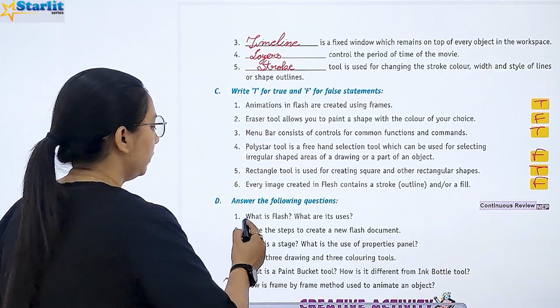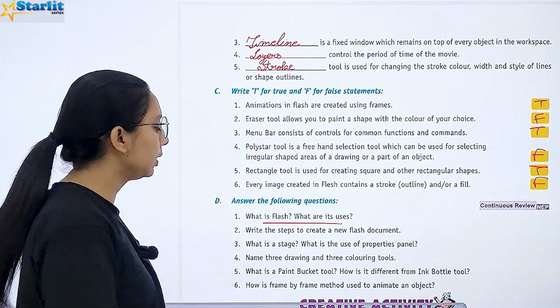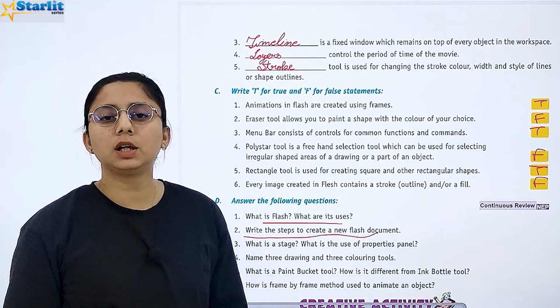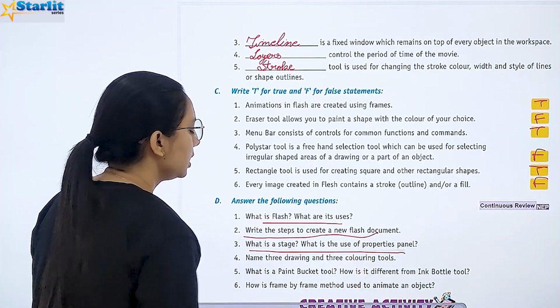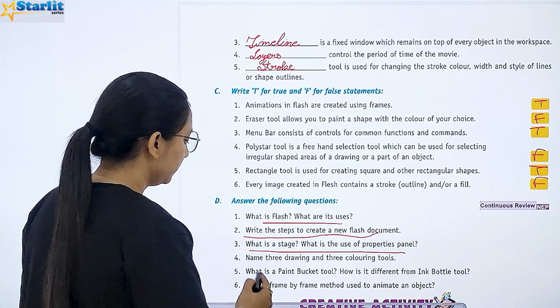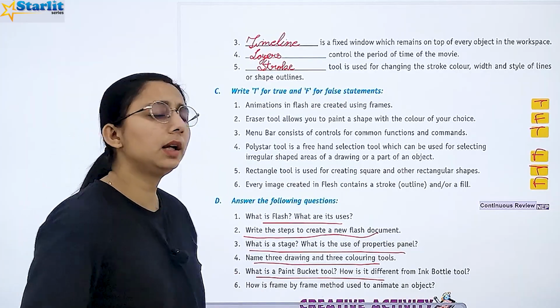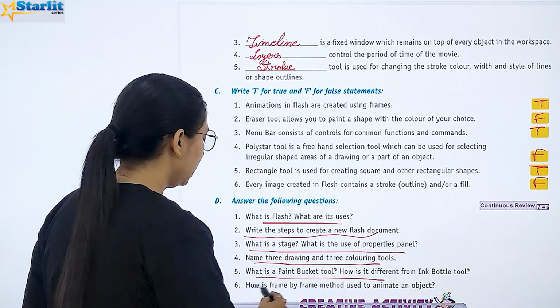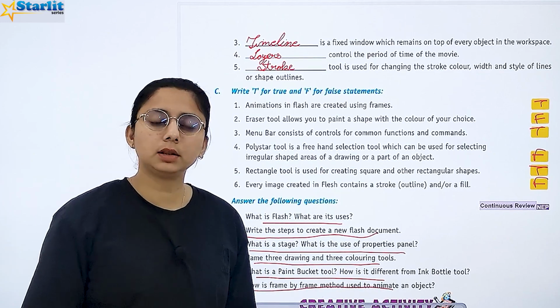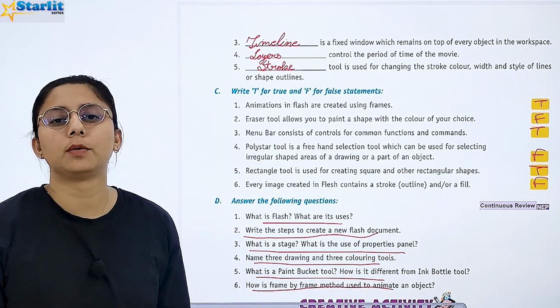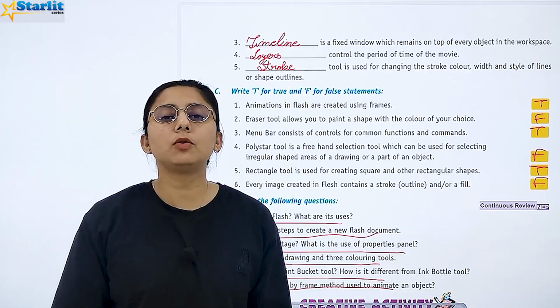Now answer the following. What is Flash और Flash का uses क्या होते हैं? आपको steps बता रहे to create a new Flash. What is a stage and what is the use of property panel? Name 3 drawing and 3 coloring tools. Paint bucket tool क्या होता है? मैंने आपको explain करा था. And how is frame by frame method used to animate an object? Right? This is all about this chapter.